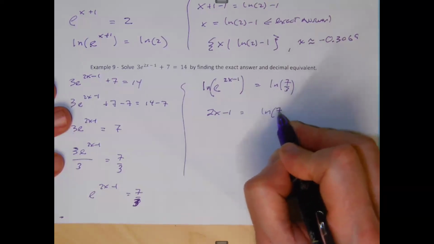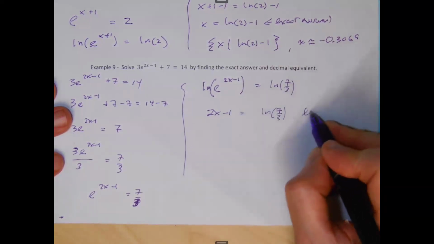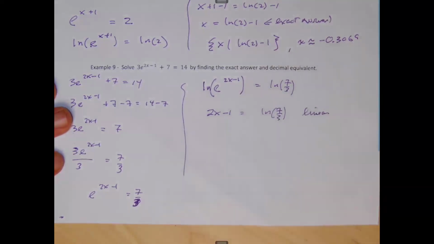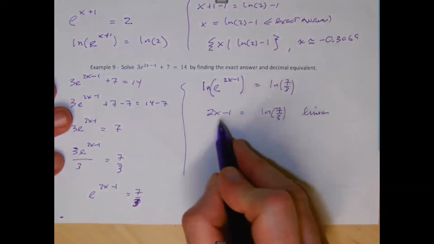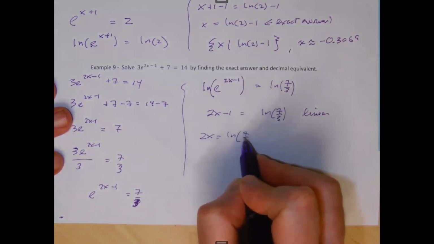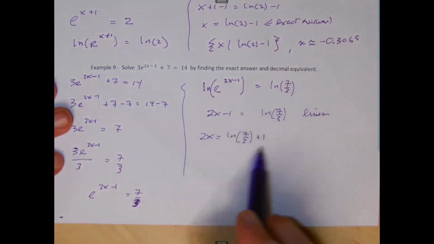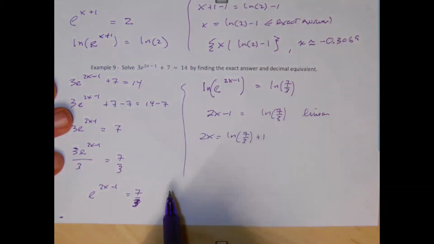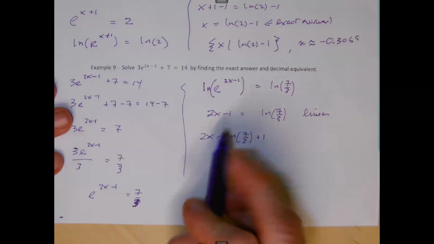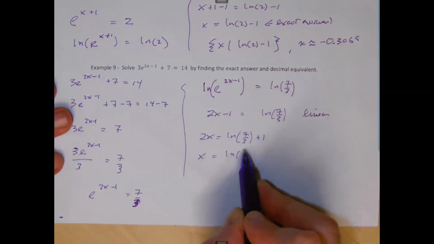This is just a constant. I'm going to leave it like that. Now I'm ready to solve. This is a linear equation now. This is linear. This is just a constant. So it's like saying 7 or 8 or 9 or whatever, but it's just a constant. So I can add 1 to both sides. And now, because this has a fraction in it, that's okay. That's all right. I'm going to divide both sides by 2, and I get this.